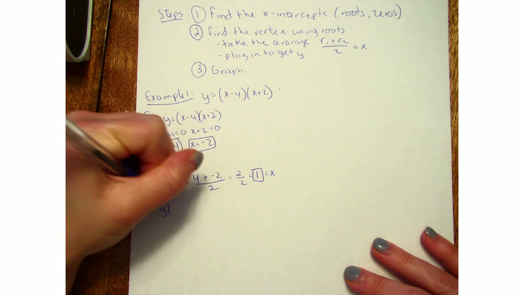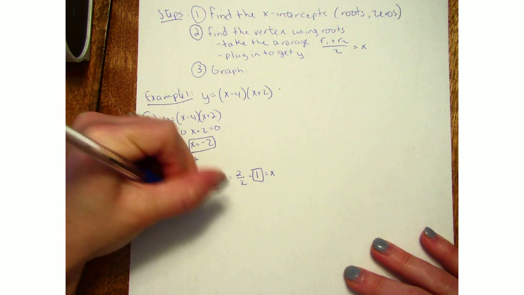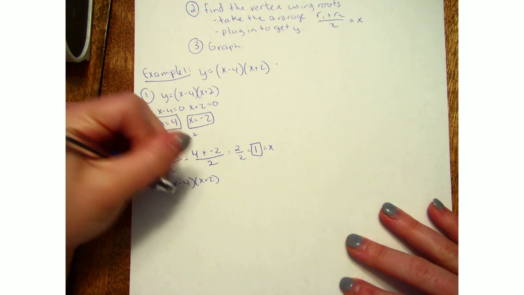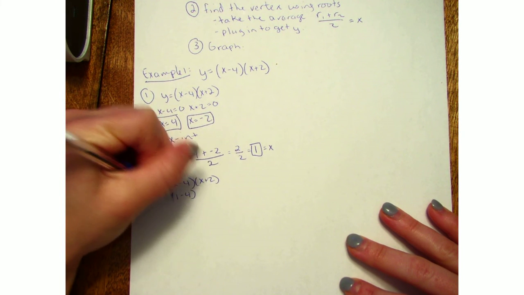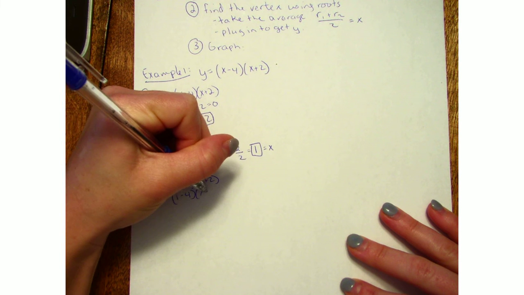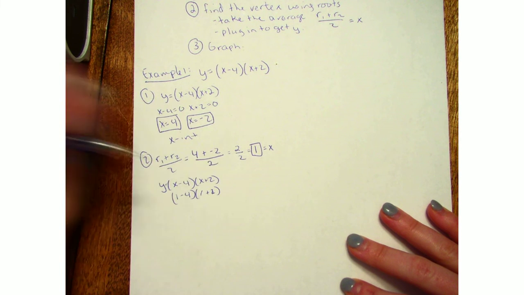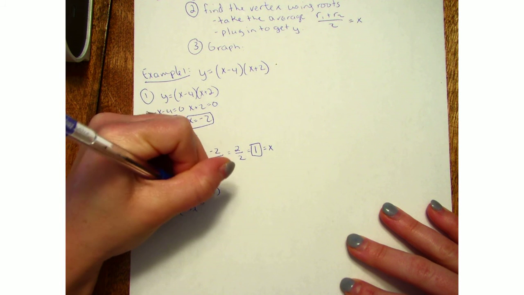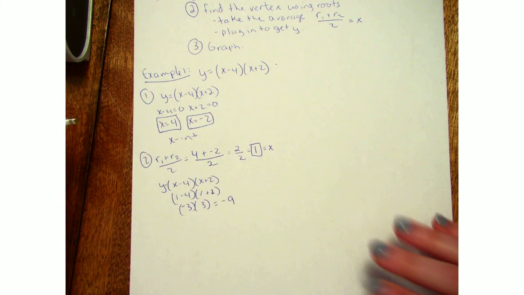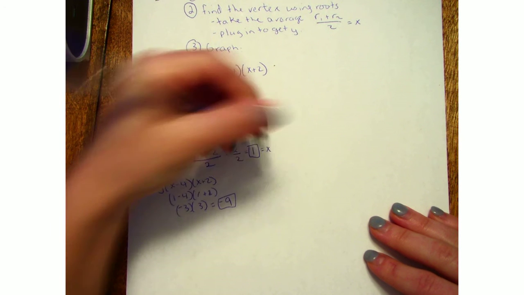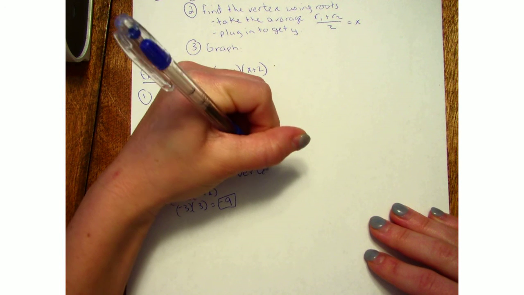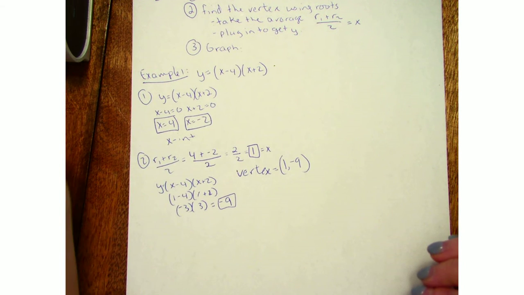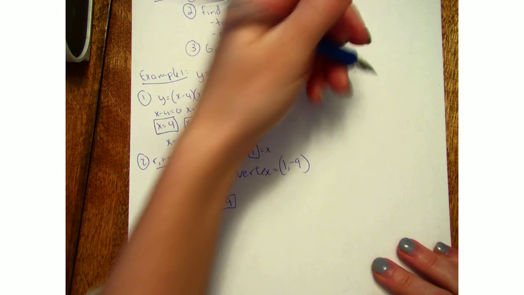So y equals x minus 4 times x plus 2. I plug in 1 there, so I get 1 minus 4. And then remember, these are being multiplied, 1 plus 2. So that's negative 3 times positive 3, which is negative 9. So my vertex is 1, negative 9. All right, let's make our quick sketch.